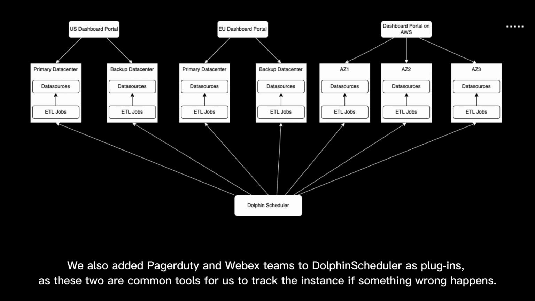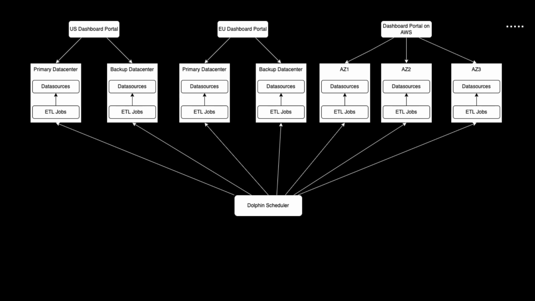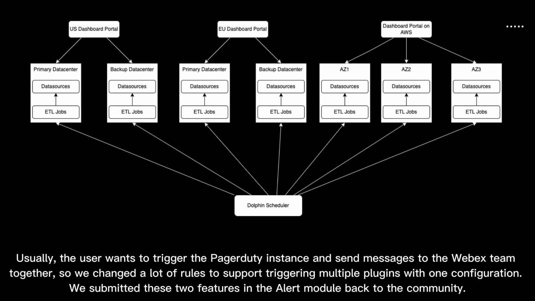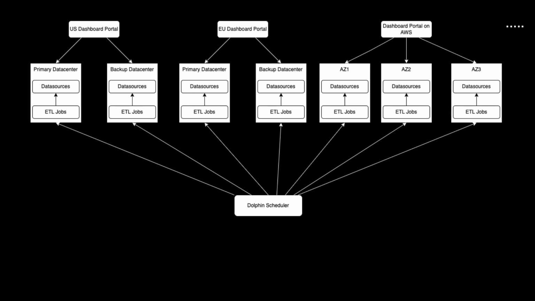We also added PagerDuty and Webex Teams to DolphinScheduler as plugins, as these two are common tools for us to track the incident if something goes wrong. Usually, the user wants to trigger the PagerDuty incident and send messages to the Webex team together, so we changed a lot of rules to support triggering multiple plugins with one configuration. We submitted these two features in the alert module back to the community.